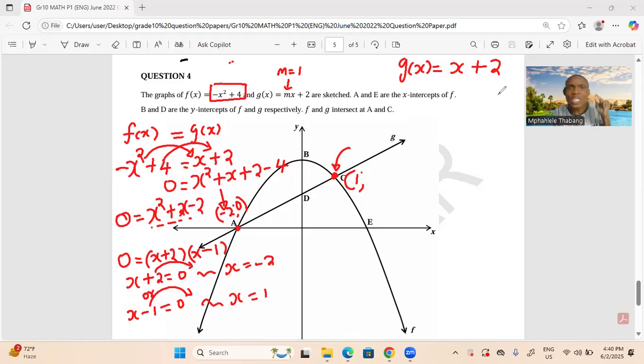I want to know the value of y when x is 1. So you say g of 1 equals to 1 plus 2. G of 1 equals to 3. So the coordinates of C are 1 and 3. The point of intersection. It's very interesting. Hopefully, guys, you will be able to work it out when the point of intersection comes up in your exam.